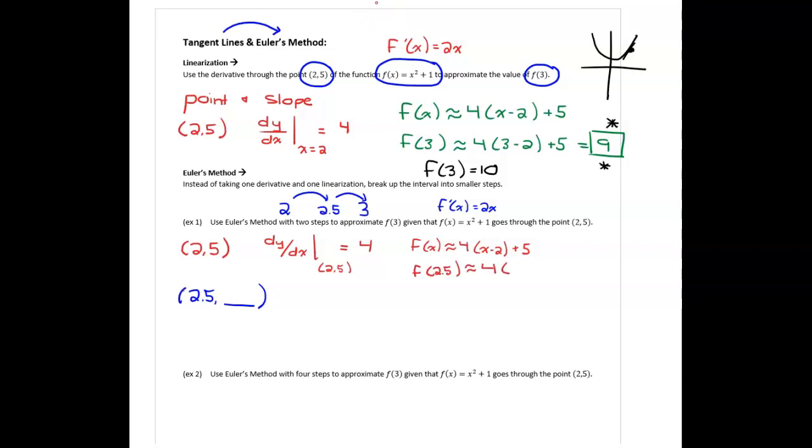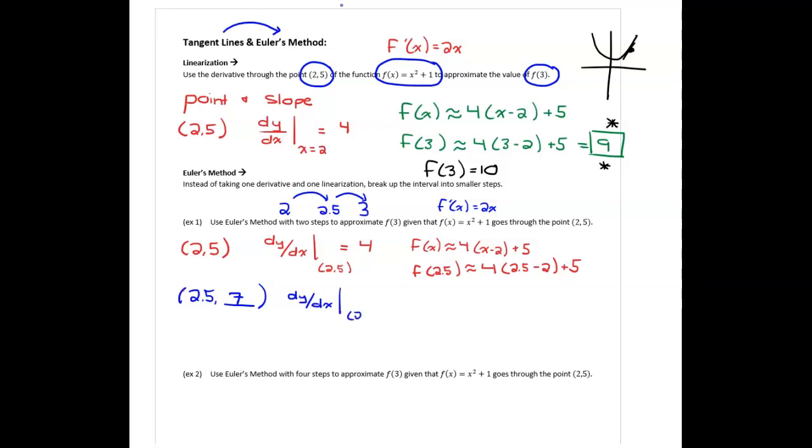Let's not hurt ourselves here. Plus 5. So 2.5 minus 2 is a half. Half of 4 is 2. 2 plus 5 is 7. So our halfway point, our approximation, is 2.5, 7. Our buddy Euler says, let's go ahead and reevaluate.